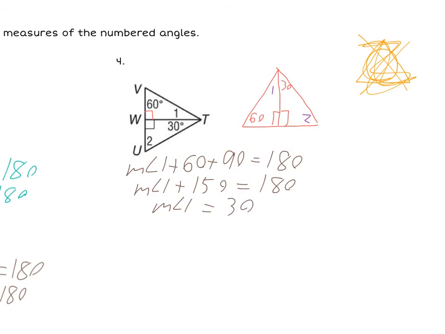Meanwhile, if we look at this from the other perspective, from angle 2, well, 30 plus the measurement of angle 2 plus 90 equals 180.